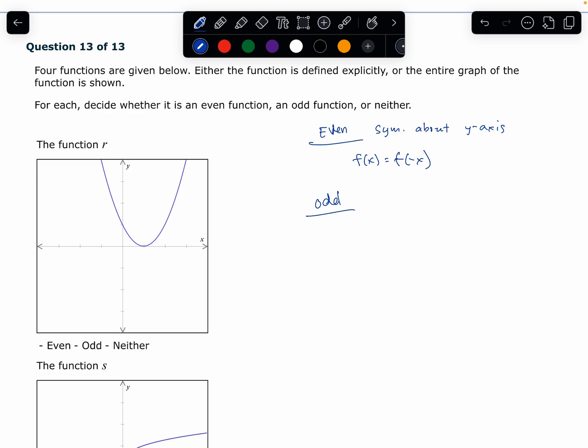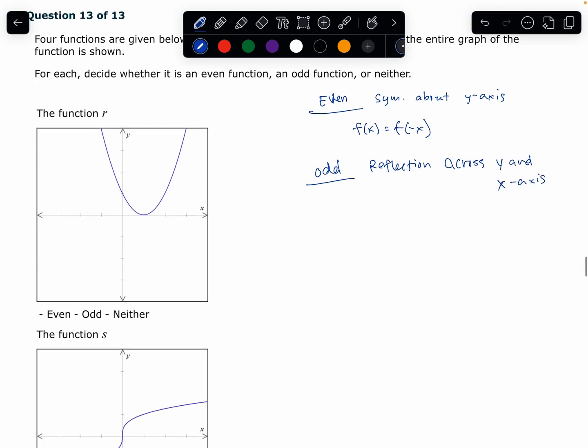If it's an odd function, then it's rotational. It's not necessarily a reflection across the line y equals x, it's a reflection across the y and the x-axis, I guess you can say. So reflection across y and x-axis, meaning it will be the same if you do that. And the proof for that would be that f of negative x, a reflection across the y-axis, is equal to negative f of x, a reflection across the x-axis.